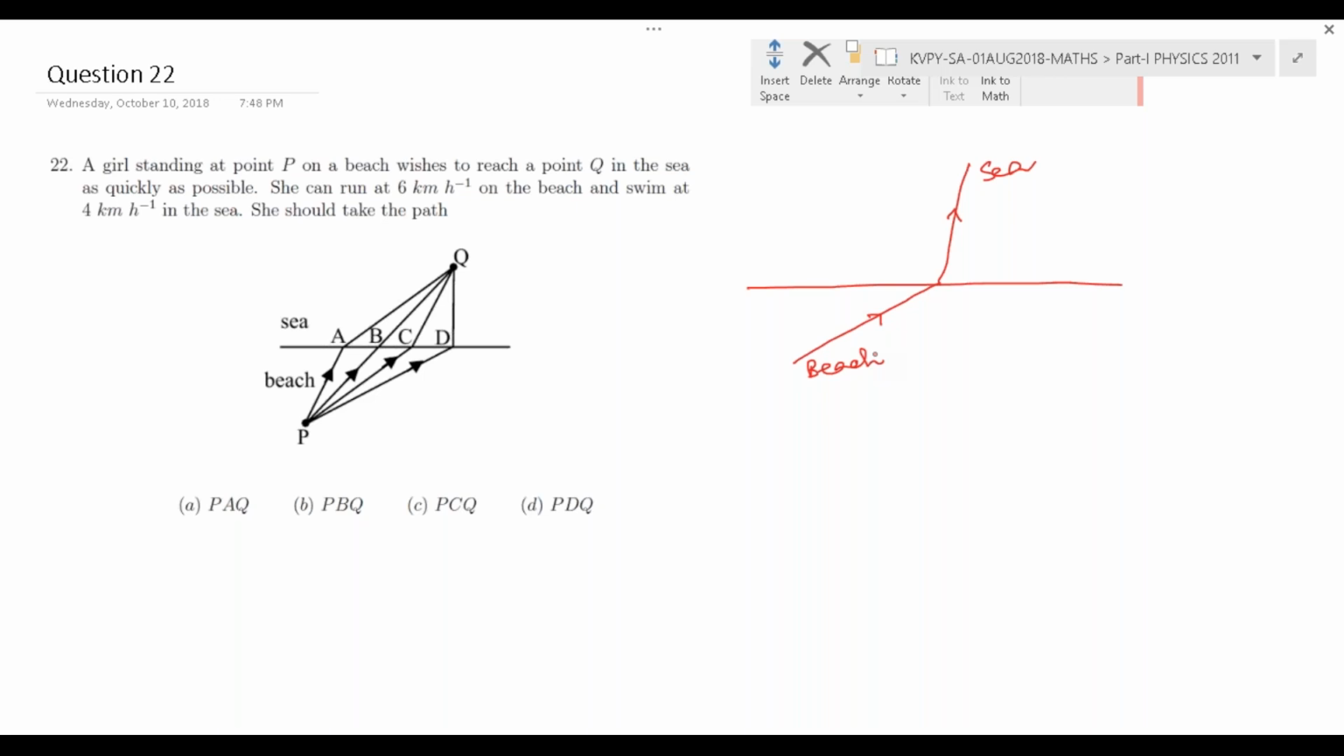D is also tending towards the normal, but it actually crosses the normal. The normal should be somewhere here. Because it crosses the normal, it cannot be PDQ. So PCQ is the right option. Okay, so now let's go to the next question.